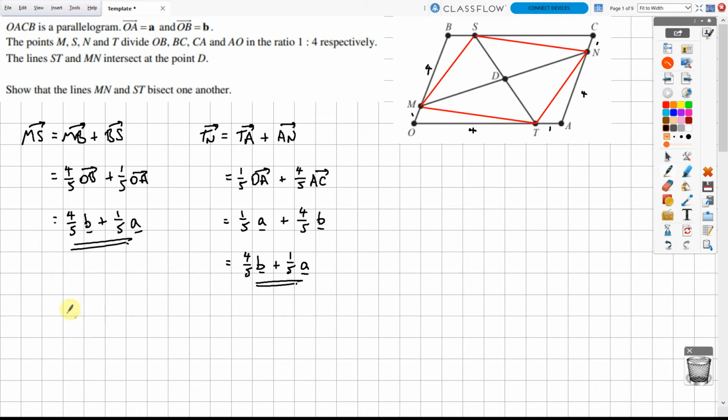So what I've shown here is that MS and TN, not the vectors anymore, but the lengths of the line segments, are, first of all, equal, and they're also parallel. I know they're equal because they're absolutely identical. I know they're parallel because one is a multiple of the other, and in fact it's just a 1 times multiple. Now, proving that MS and TN are equal and parallel does not prove that this red quadrilateral is a parallelogram. So far, I have proved that I have a trapezium. That's all I can say.